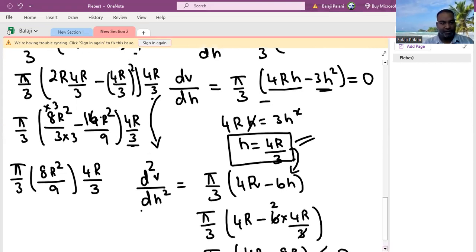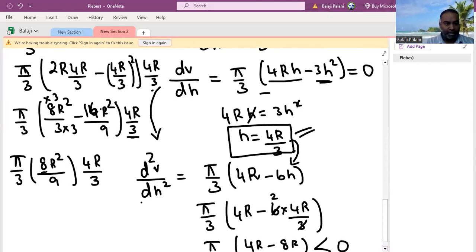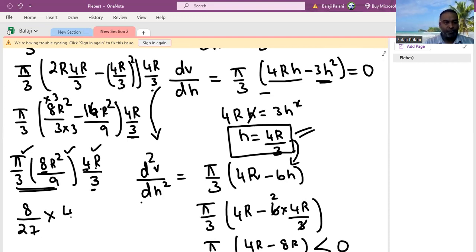Now, on simplifying this further, we get 8 by 27 into 4 by 3 pi r cubed. This is a very interesting question, and this is how it's going to be solved. So we have first proved that the volume is maximum for the cone, and we also proved that in that case, volume of this cone is 8 by 27 volume of the sphere. Hope this is very clear with you all.